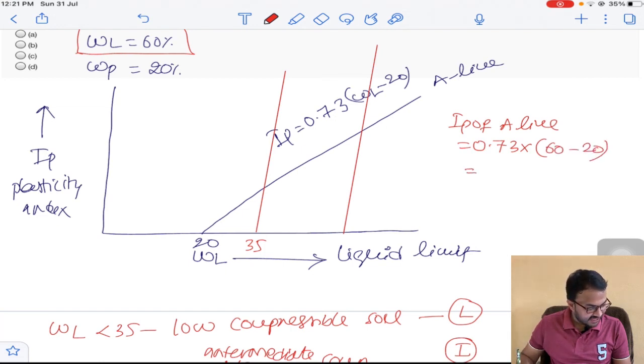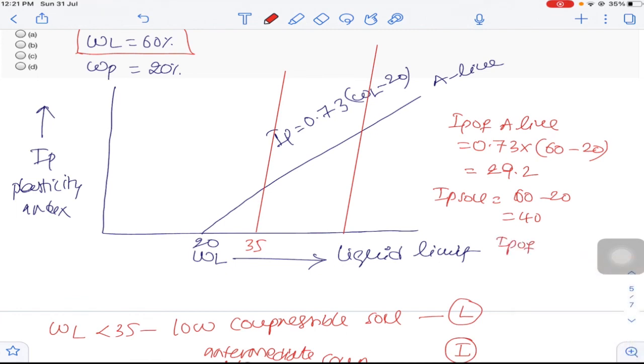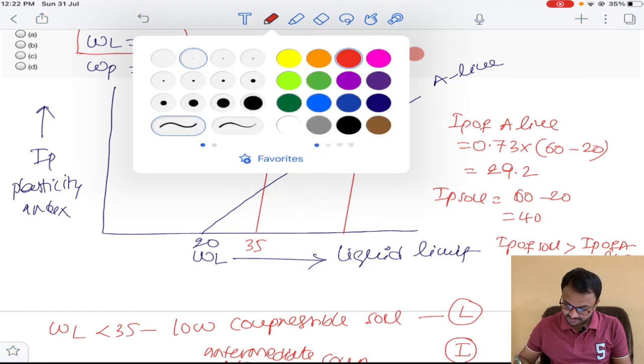IP of the A line is equal to 0.73 times (60 minus 20). You will get IP of the A line as 29.2 and IP of the soil is equal to 60 minus 20. You will get it is 40. IP of the soil is greater than IP of the A line. Okay, so it will fall somewhere here. If it is above the A line, we call it clay. If it is below the A line, we call it silt.